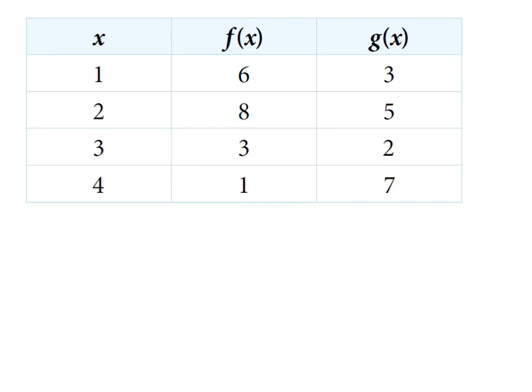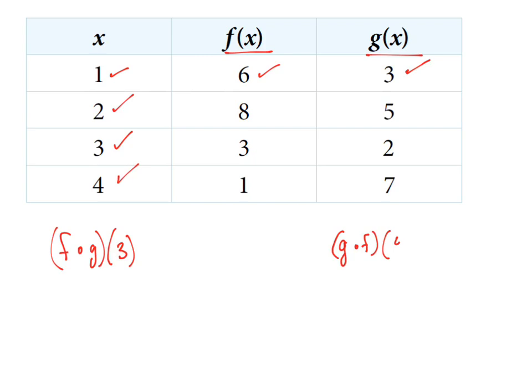So we have two different functions, the f function and the g function. Okay, we don't know what the algebraic representation of these functions are, but that's okay. So what this table is showing is when we put 1 into the f function, we get 6. When we put 1 into the g function, we get 3, and so on. So each row is showing what happens when we put in different x values into each of these functions. So let's do a couple different evaluations. Let's first do f circle g of 3, and then let's also do g circle f of 4.